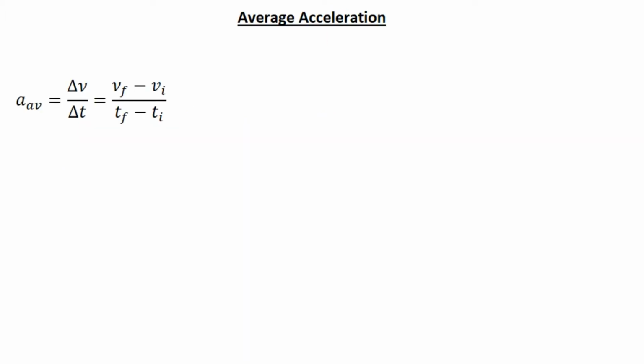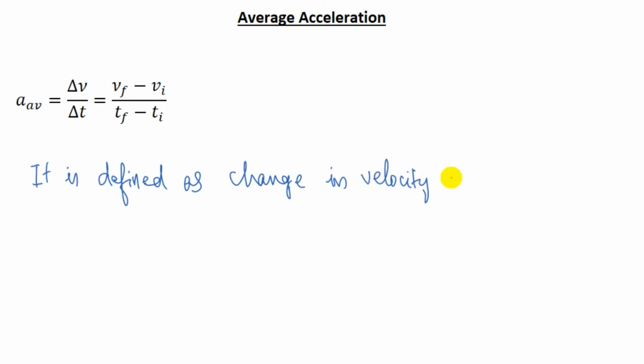Average acceleration is defined as the change in velocity divided by the change in time. Mathematically we write this way: average acceleration is delta v over delta t, and delta v means vf minus vi, where vf is the final velocity and vi is the initial velocity, divided by tf minus ti.